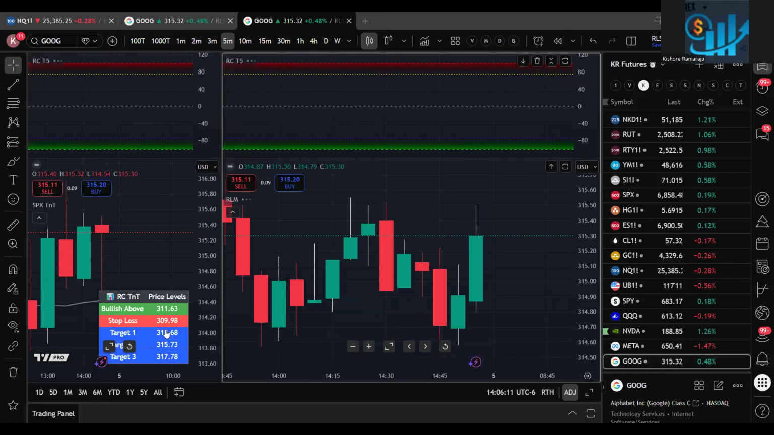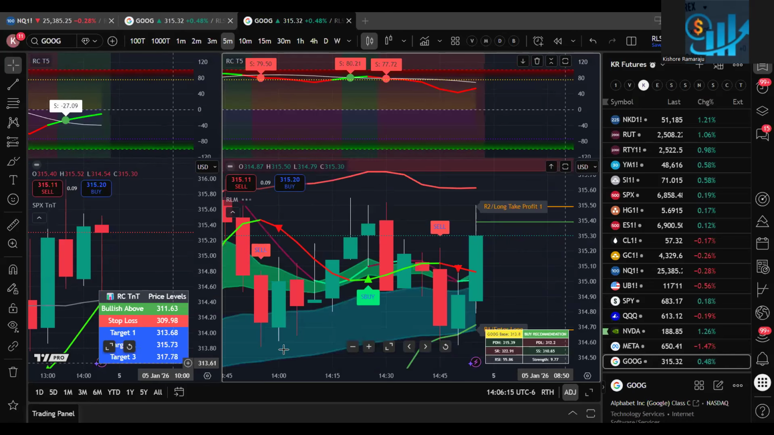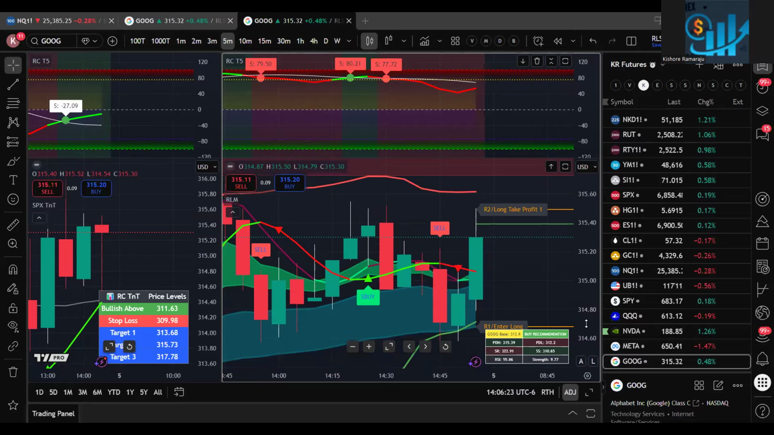So Google. Okay, above 311, it can go to 313, 315, 317.78. That means now, whenever you see a buy signal, you can buy the calls. You can do the bull puts like that. So now you understood each one individually, how to use the swing indicator, how to use RLM, FLM, SLM individually. Now you can combine them for more success.